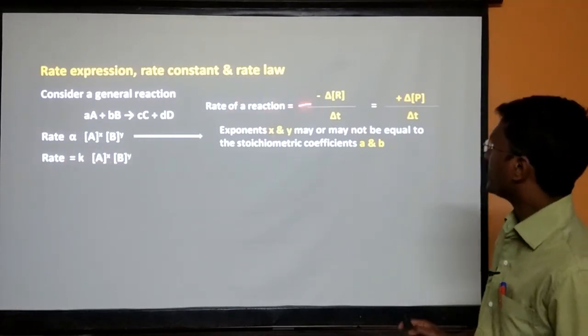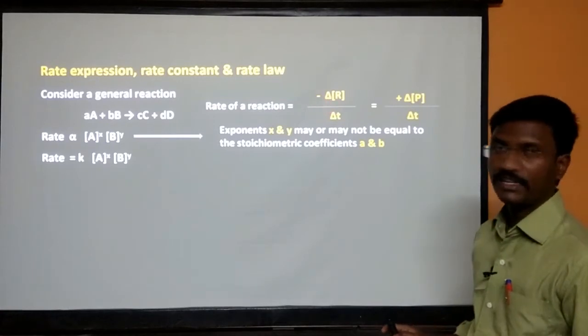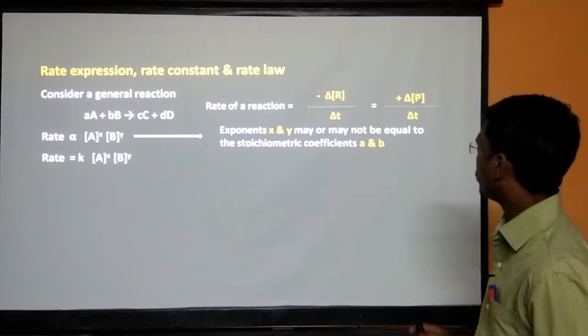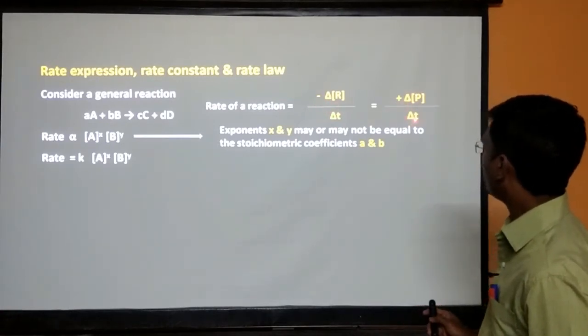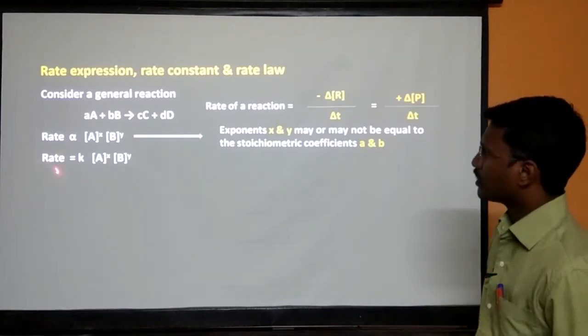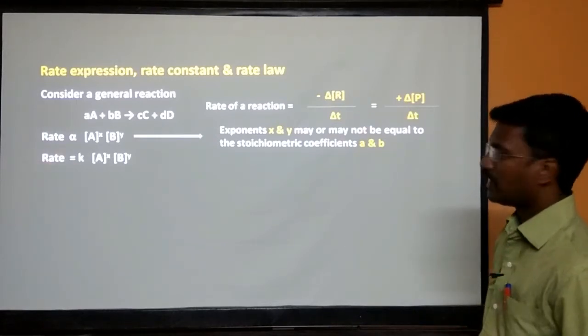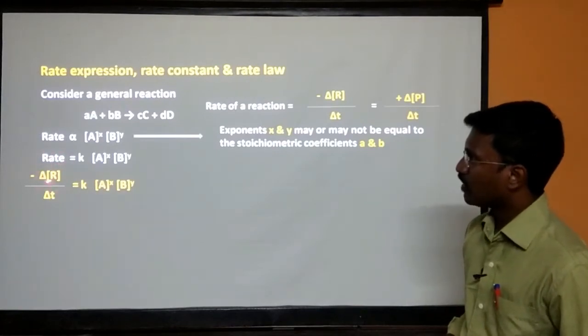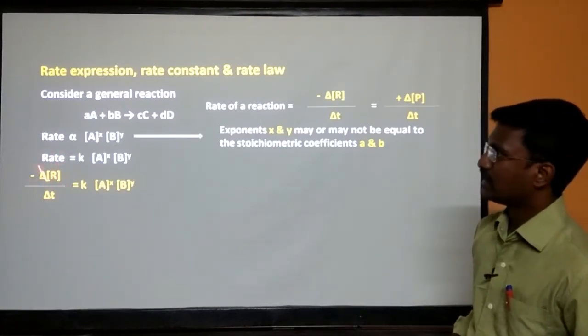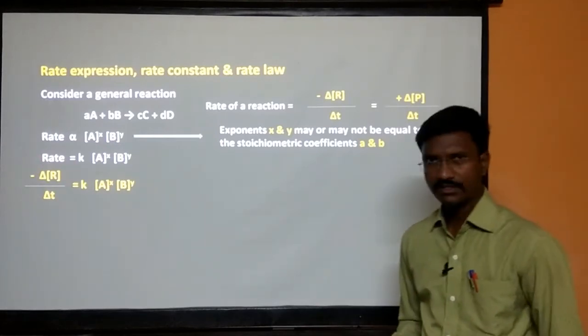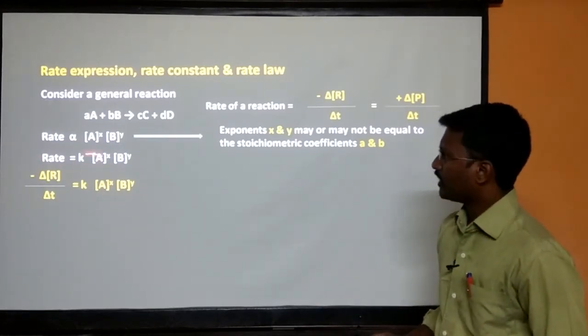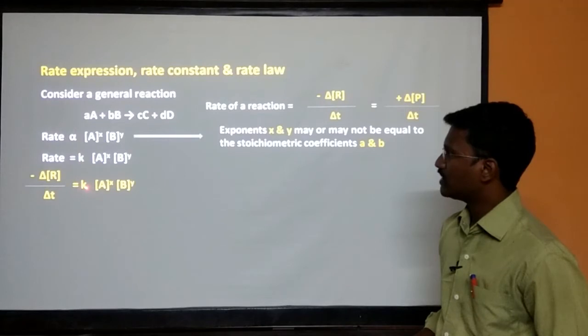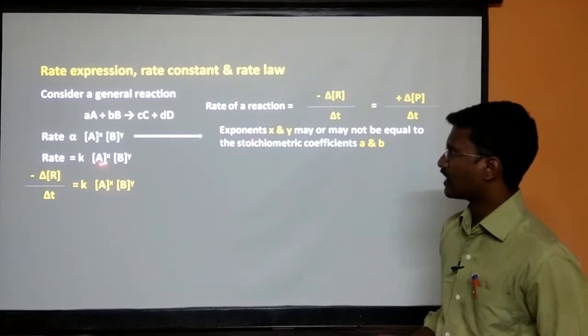We know that rate of the reaction can be written as minus delta R divided by delta t, or delta P divided by delta t. Rate of the reaction can be written in the form of dR by dt. Therefore, here I am writing rate in the form of minus dR by dt. Minus indicates the concentration of the reactant is decreasing. And I have written the right side same as it is: k into concentration of A and B. These are the reactants.